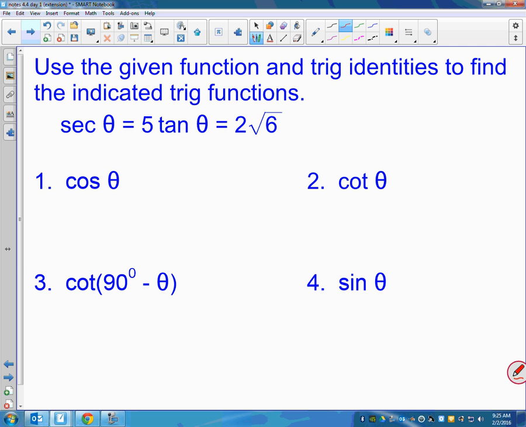But it says use the given function and the trig identities to find the indicated trig function. So notice they tell me that secant of theta equals 5 and tangent of theta equals 2 over the square root of 6. And then it asks me to find some of these values. So we could draw a picture here and we could label all the sides here, but the idea is if they give me secant, how does cosine compare to secant?